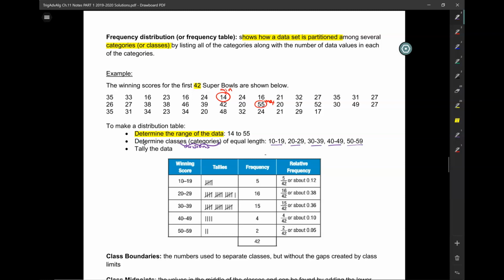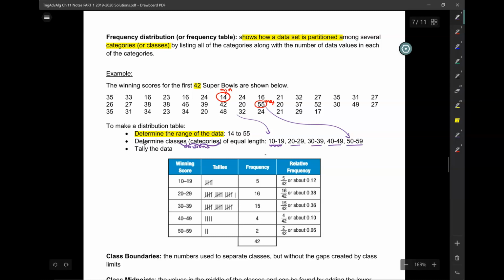10, 11, 12, 13, 14. That's 10 total numbers. Now, if you went from 10 to 20, that's not 10, that's 11. So you have to watch out for that. So we're going to go from 10 to 19, 20 to 29, and so on. And you want to make sure that your first division will contain the minimum and your last division will contain the maximum.